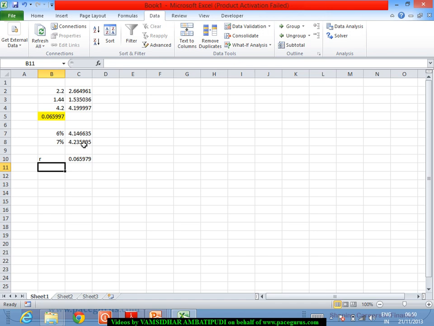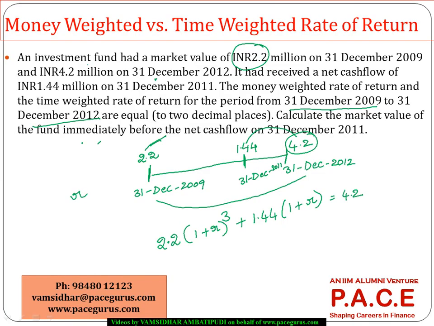So we can very well assume that in this case the R, which is the money weighted rate of return, is equal to somewhere around 6.6%. If I am adjusting it to two decimals, it is working out to 6.6% as the money weighted rate of return. So this is the mechanism we use to compute the money weighted rate of return.